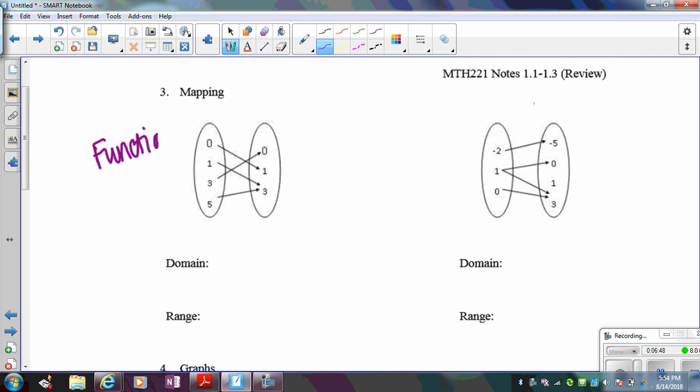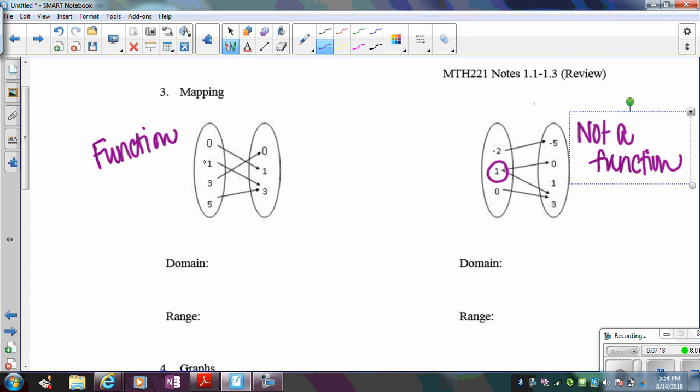If I look at the next one, see how right here 1 has 2 outputs. If I ask you what's the output for 1, you could tell me 0 or 3, assuming that that arrow is pointing to 3. So in this case, since this 1 has 2 outputs, this is not a function. There's 2 possibilities, so not a function. And then when we go to look at our domain and range, our domain is going to be the input, or the x side of this. So again, I'm just going to list those out. So 0, 1, 3, and 5.